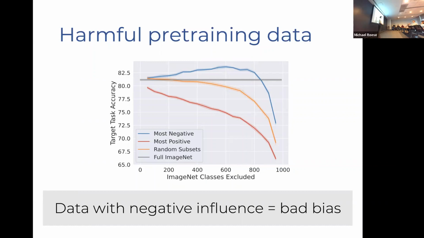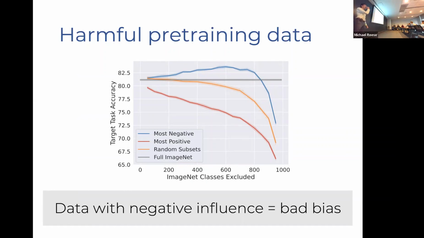And the x-axis here is just the number of classes from ImageNet that you're removing. So if you're removing negative influencers, so negative ImageNet classes, your transfer accuracy actually improves. On the flip side, if you remove the positive ones, your transfer accuracy... Okay. Yes.